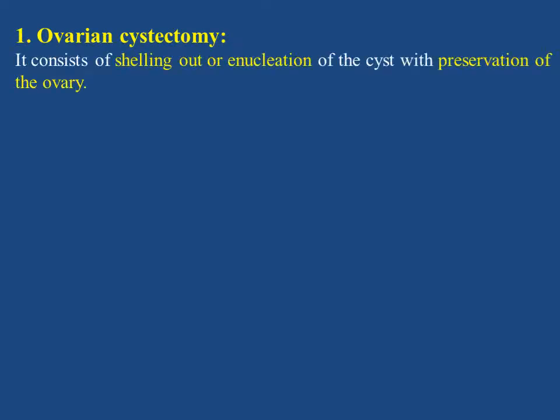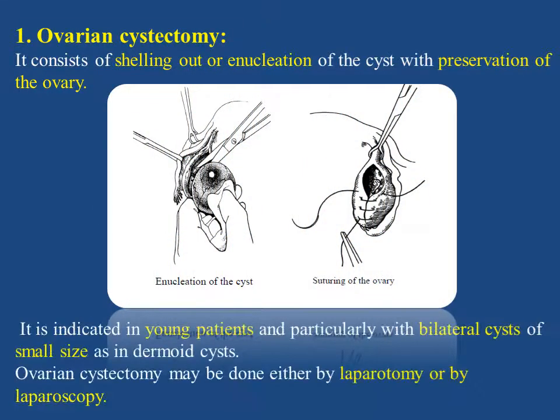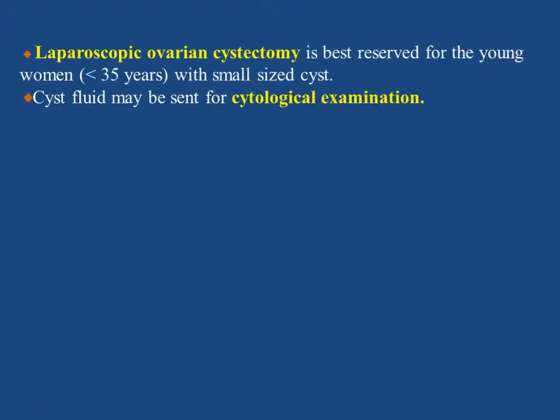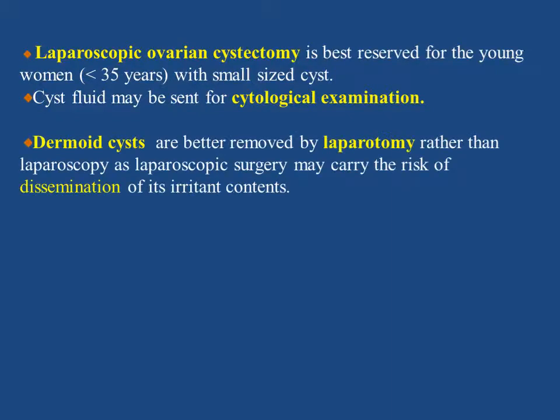Ovarian cystectomy. This is like shelling out of the cyst, then I will preserve the ovary. Of course, this is if my patient is young or has bilateral cysts of small size, like a dermoid cyst. Ovarian cystectomy, I can do it by laparotomy or by laparoscopic ovarian cystectomy. This is best reserved for young women with small cysts. Then, of course, the cyst fluid, I should send it for cytologic examination.